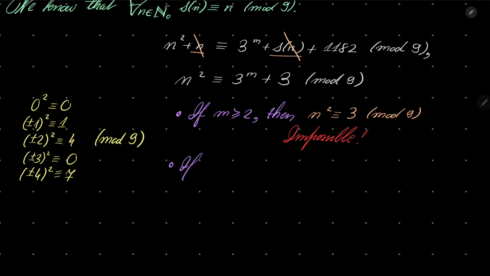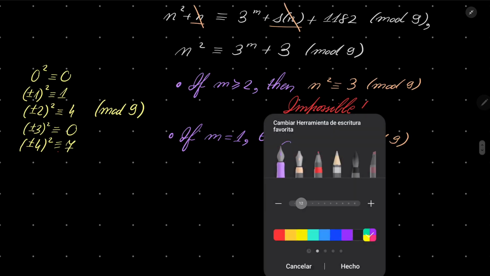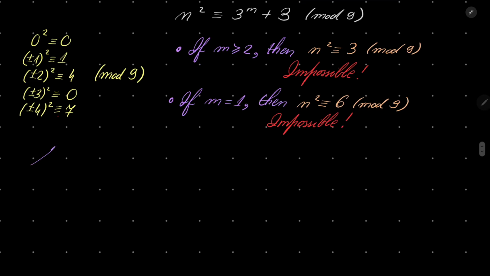Okay, so is it possible for m to be 1? If m were 1, then n squared should be congruent to 6 modulo 9, because we have 3 plus 3. Again, 6 is not on our list, so it's impossible. So it must be the case that m must in fact be equal to 0.